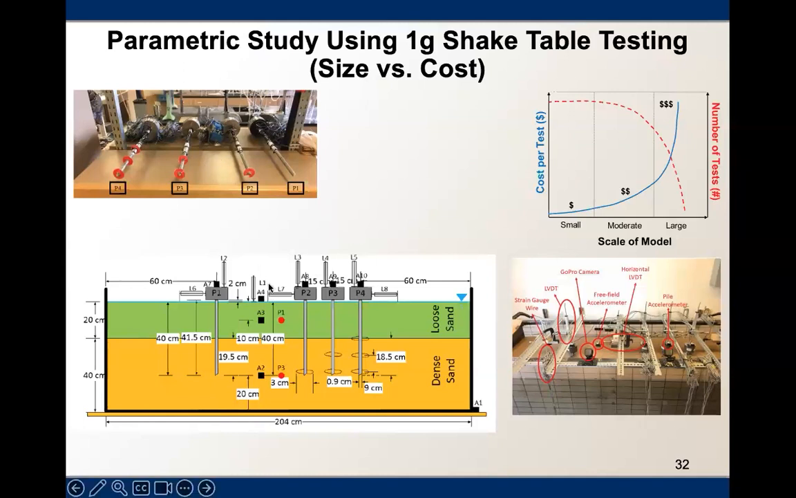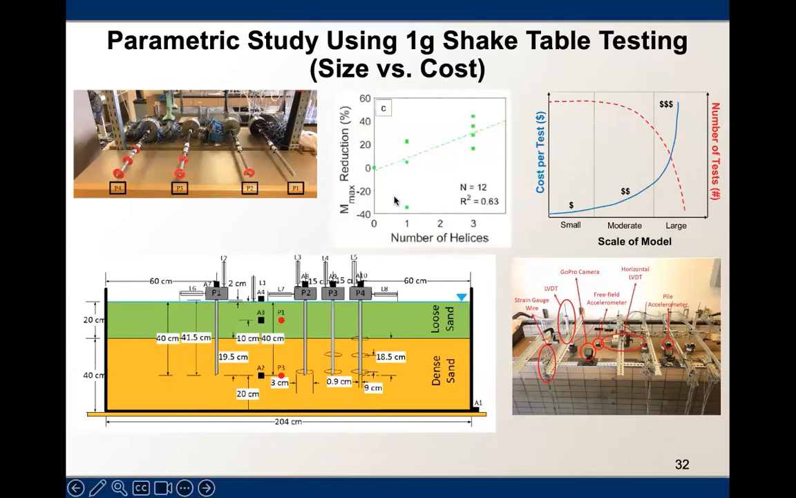You see some of the testing illustrations here. For example, we wanted to look at the number of helices on the response of helical piles. And we look at different parameters. And here is an example of how those parametric study results turned out. This is showing number of helices versus reduction in the maximum moment. As you would expect, with increased number of helices, maximum moment was reduced.